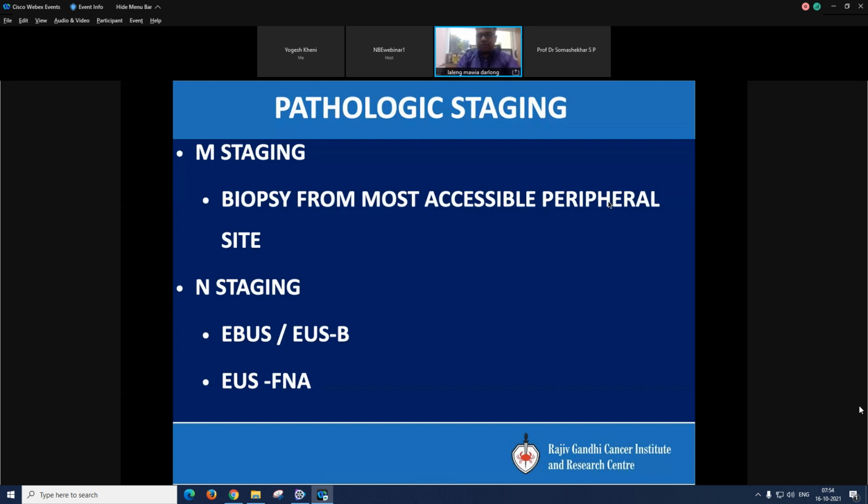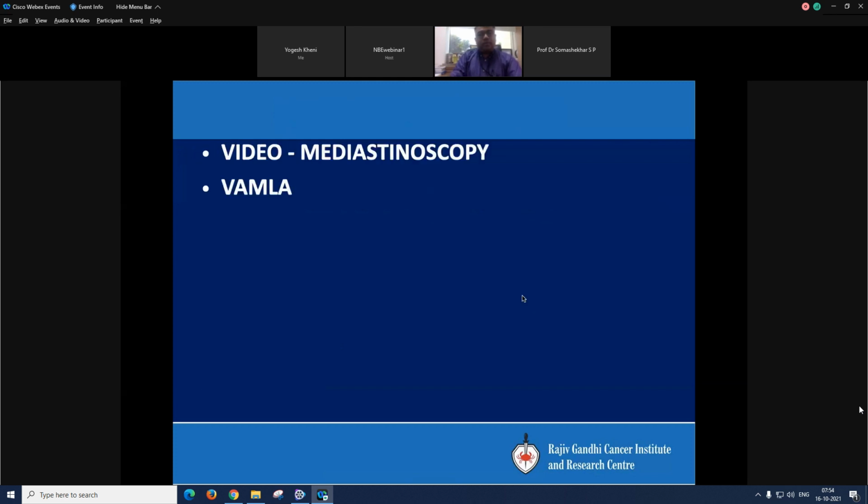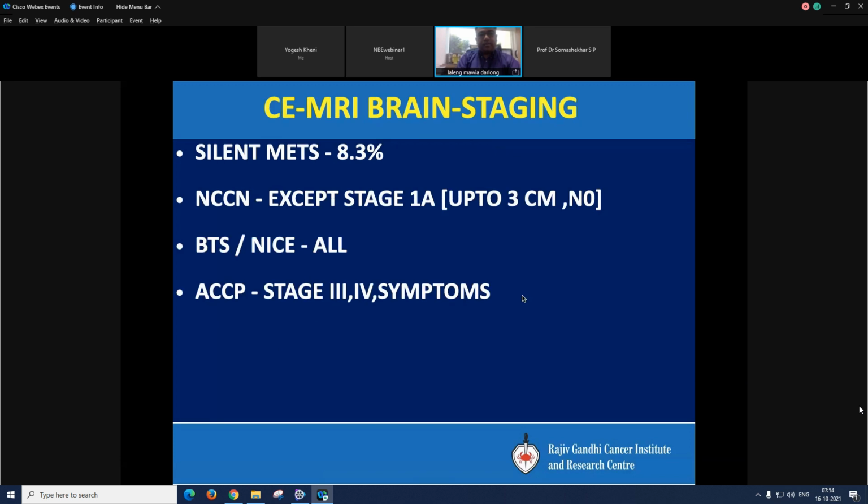And staging using the EBUS or EUS bronchoscopy. The EBUS scope is again used as an endoscope from the esophagus, then EUS FNA. Then we have the mediastinoscopy, VAMLA. I will not talk in detail about this.